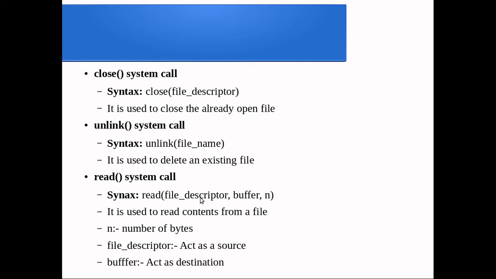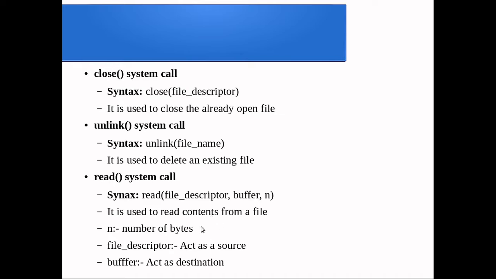The arguments will be file descriptor, buffer, n. That means we are going to read n number of bytes from the file indicated by the file descriptor, and those many bytes will be stored into the buffer. So buffer acts as the destination.